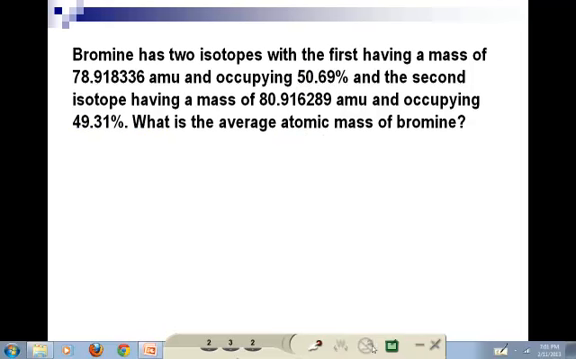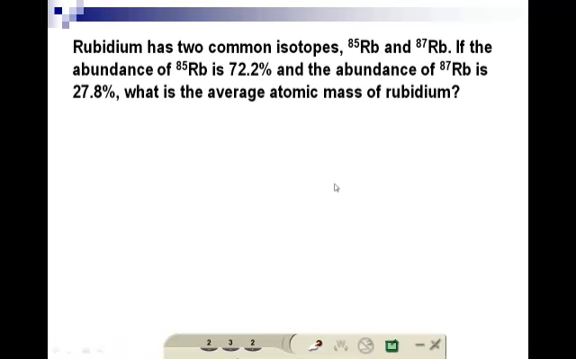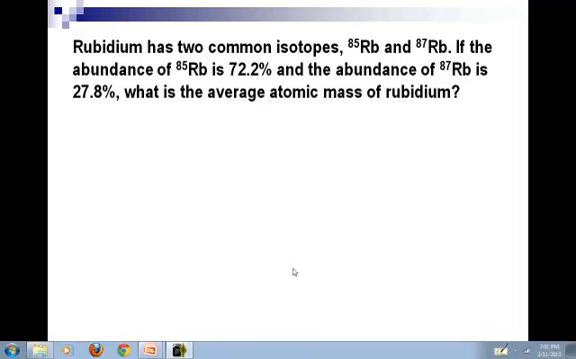Let's try one more and see how we do here. Okay, I'm going to give you a second to try this on your own. Now this time though, unfortunately, they didn't give you an actual average mass. They just gave you this mass number. When they just give you the mass number, go ahead and use the mass number. It's probably close enough as it is. So take a minute and work on this.